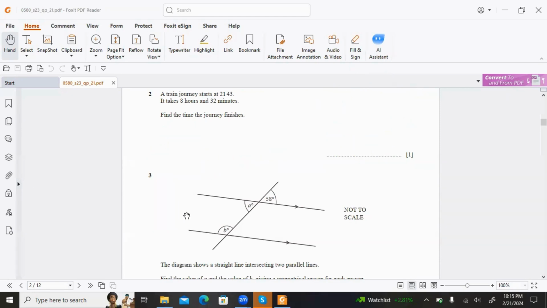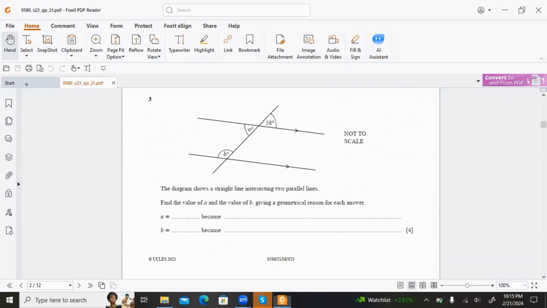Then if you look at question 3, it's saying the diagram shows a straight line intersecting two parallel lines. Find the value of A and the value of B, giving a geometrical reason for each answer. So A is going to be 58 and B is going to be 180 minus 58, which is going to equal 122.